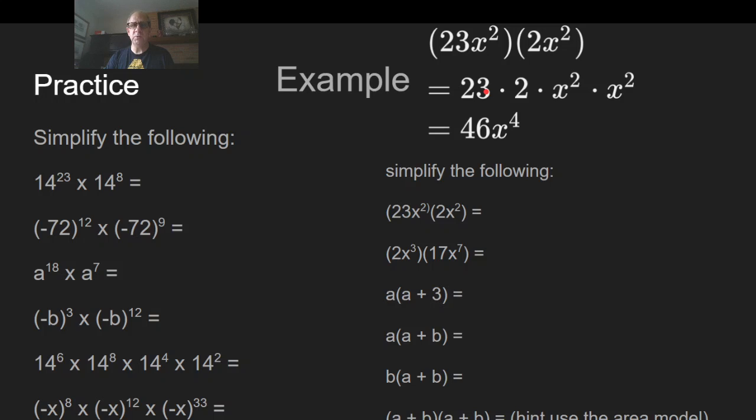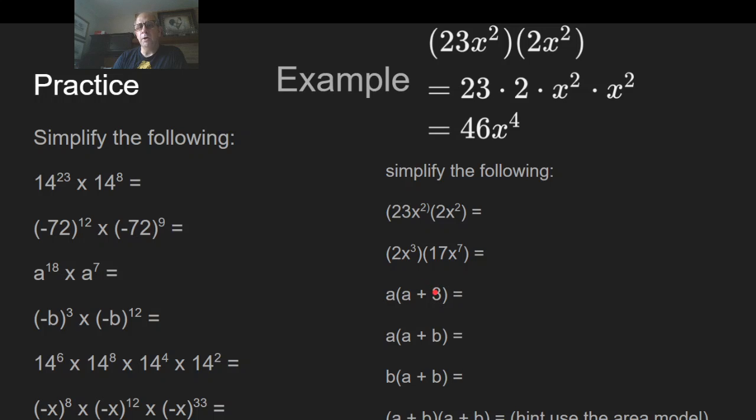23 and 2 next to each other, those are just numbers. I've been multiplying those since 3rd grade. 23 times 2 is 46. And I just learned how to multiply x squared times x squared. I'm going to add the exponents, so x to the 4th. And that's it. So look at the second one. I'm going to multiply the numbers, then I'm going to multiply my exponents.